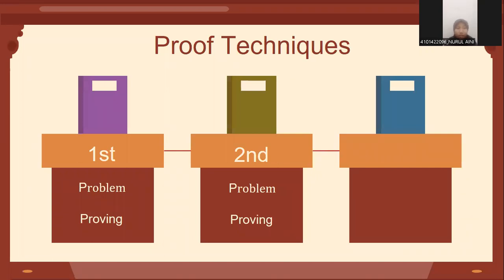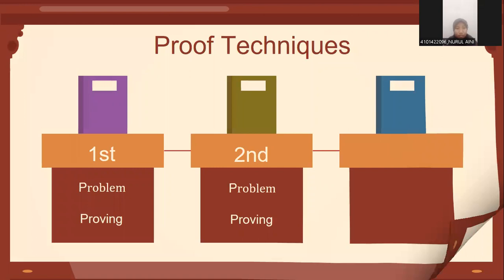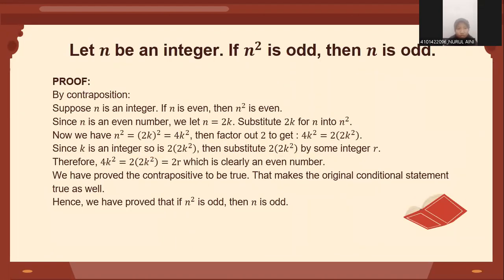This is about proof techniques. Okay, we must prove whether this is true or not. Let n be an integer. If n squared is odd, then n is odd. We will prove it by contraposition. Suppose n is an integer. If n is even, then n squared is even.